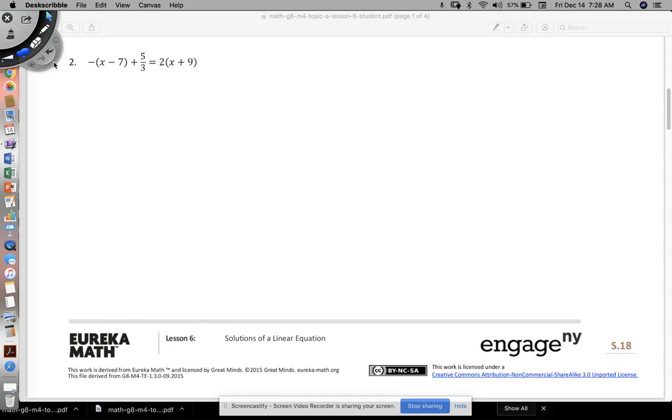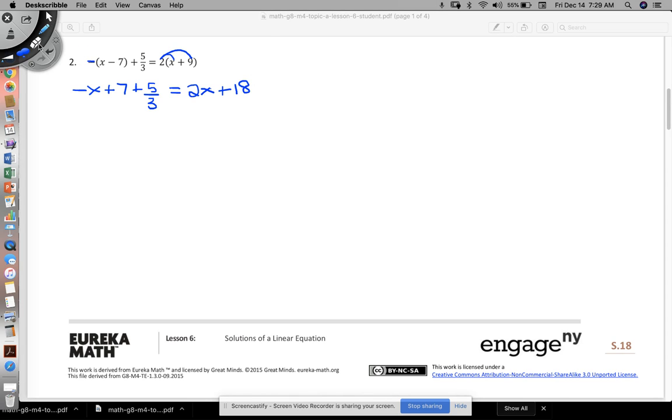All right, so again, we're going to distribute that negative because there is a negative right here that we need to take care of. Which means everything in here just gets its opposite sign. So now I have negative x, and now I have a positive 7, plus 5/3. All right, now this is 2 times x, 2x, and then 2 times 9, so plus 18.